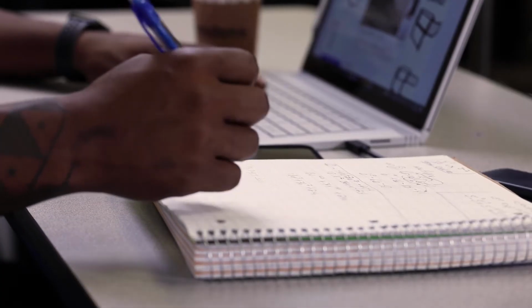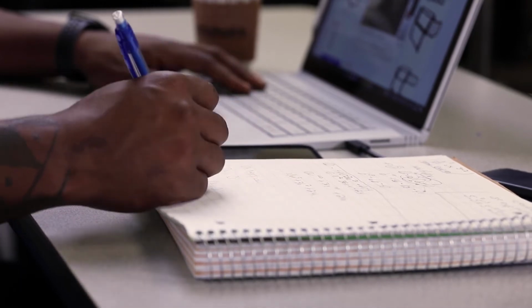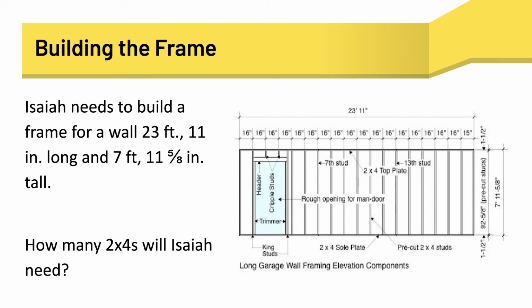Solving any geometry problem is helped by breaking it into steps. Write them down where they're easy to see. Isaiah is presented with a problem. He needs to build a frame for a wall. The wall has to be 23 feet 11 inches long and 7 feet 11 5/8 inches tall. How much 2x4 will Isaiah need?